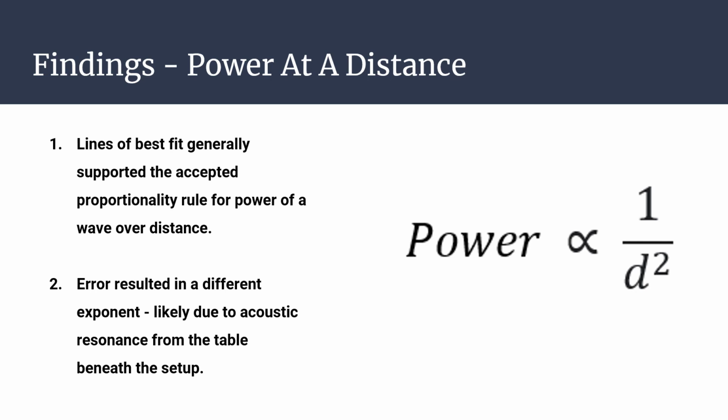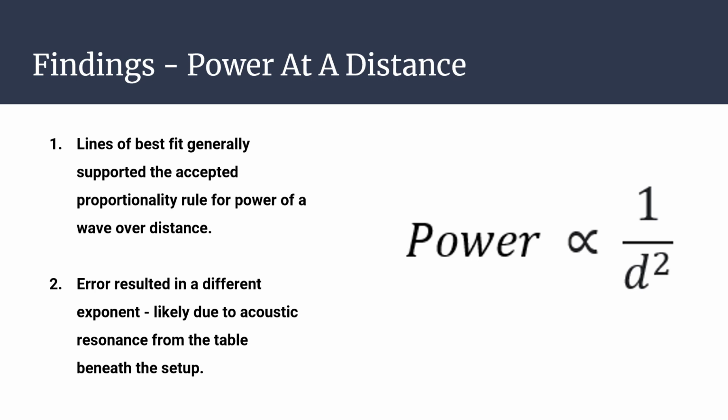In our lines, our exponents were -1, which is a bit off, but I think that error came from the acoustic resonance or something, creating constructive interference, since there's a solid table right beneath the phone that could be reflecting sound waves.